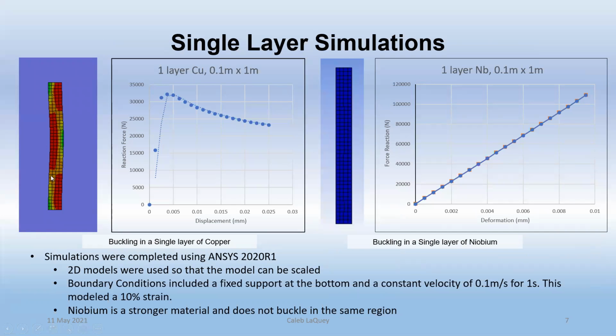Here we have one copper layer, and you can observe the elastic region and then the plastic deformation taking place here as the material buckles. And then here we have niobium, which in this region remains elastic as it is put under compressive stresses.